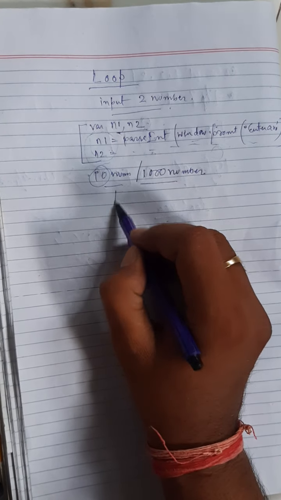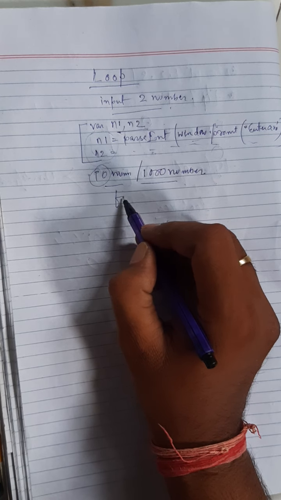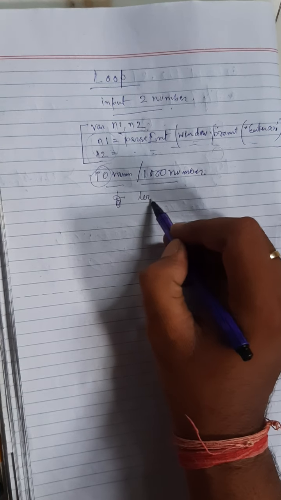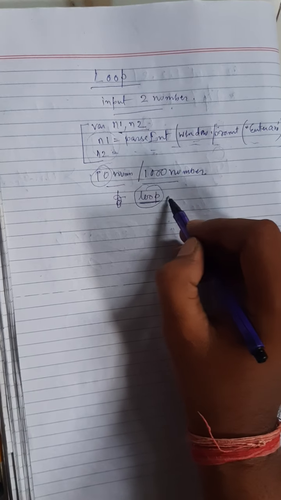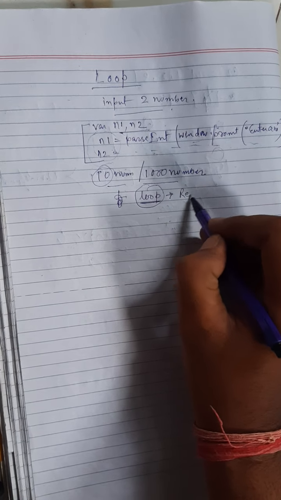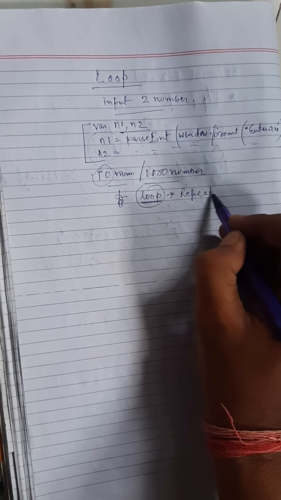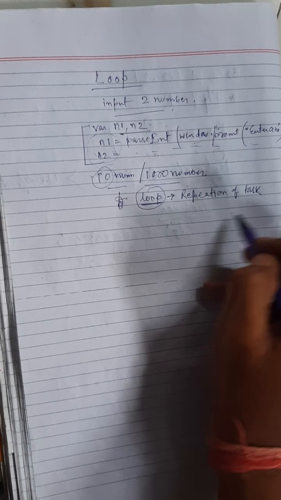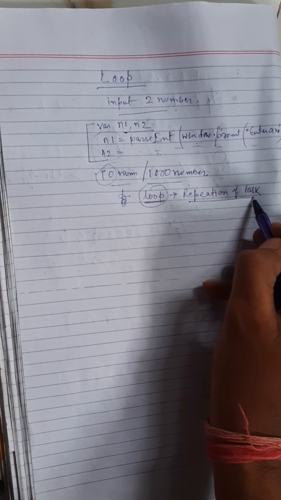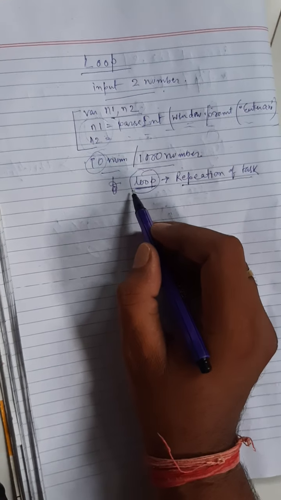For the solution, there is a loop structure, or looping structure. In short, a loop is called repetition of tasks. When we are repeating the same task for multiple times, we can use the loop.